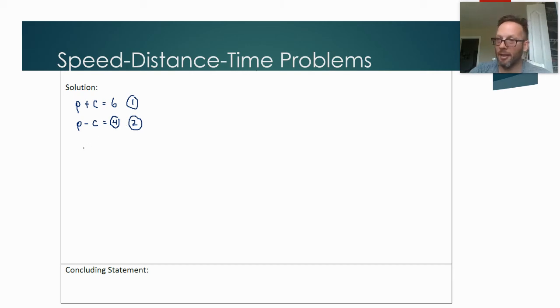But I think elimination is perfect for this one because both variables match. You can eliminate any one of those easily. Let's eliminate the C's by adding. We add equation 1 plus equation 2. We get 2P. C and negative C add to 0, and 6 plus 4 is 10.